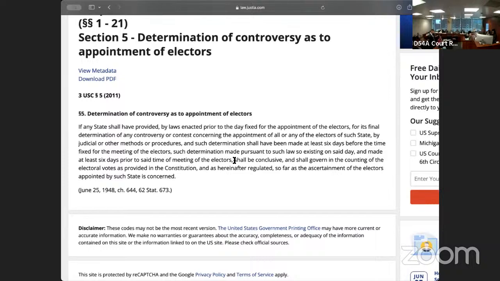in the counting of electoral votes as provided in the Constitution and as hereafter regulated, so far as the ascertainment of the electors appointed by such state is concerned.